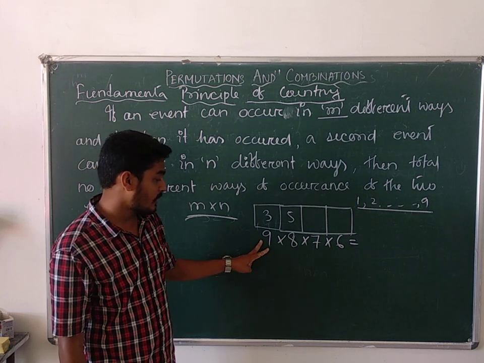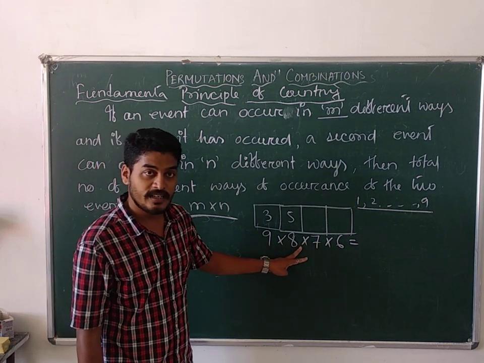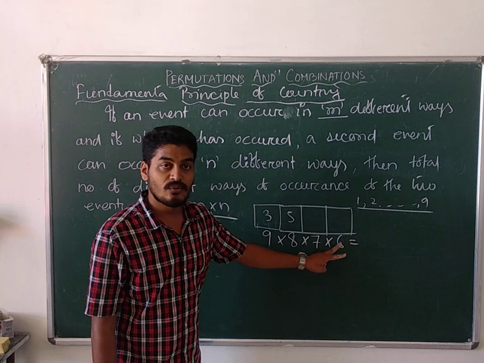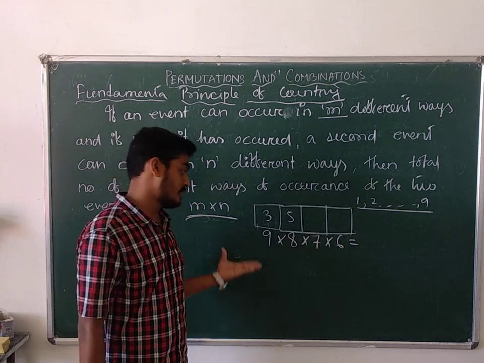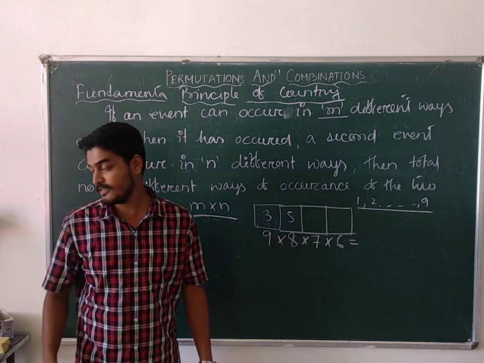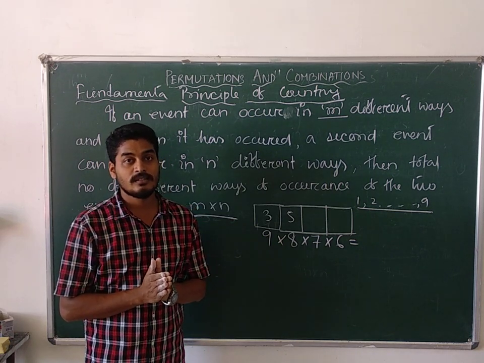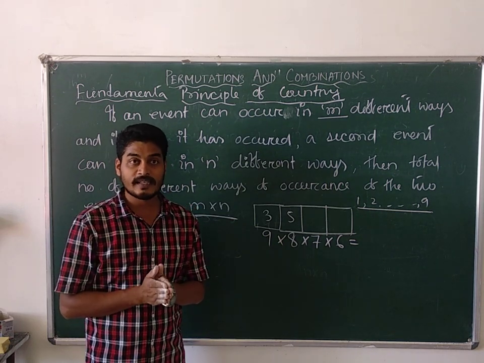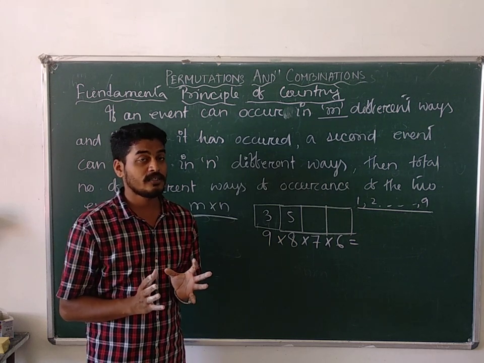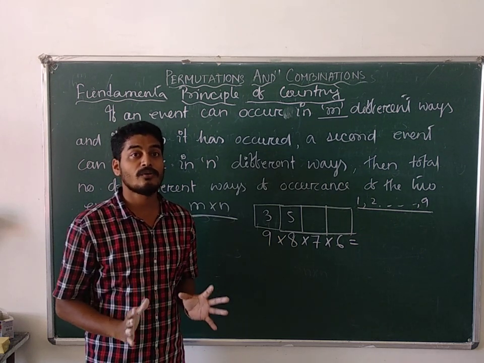If the first event occurs in how many ways? 9 ways. Second event 8 ways. Third event 7 ways. Fourth event 6 ways. What is the total number of ways? Just multiply, you will get the exact answer. I hope at least you have got my point. Just go to the video once again and try to get the idea of what the fundamental principle of counting actually is.